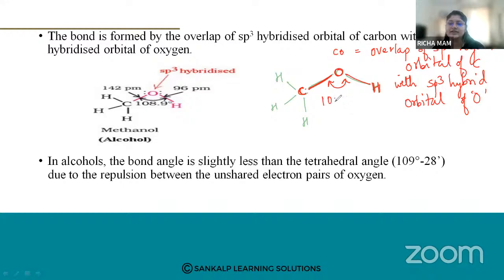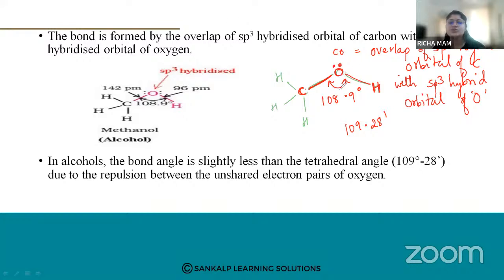It is 108.9 degrees. So this angle is slightly less than 109.28. Here you can see that the angle is slightly lesser than your tetrahedral angle. So what is the reason? It is due to the presence of the lone pair of electrons.